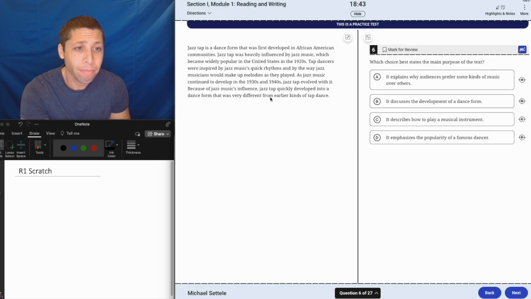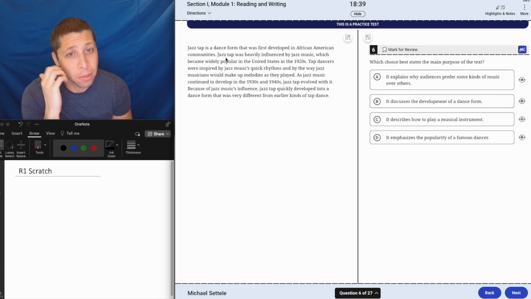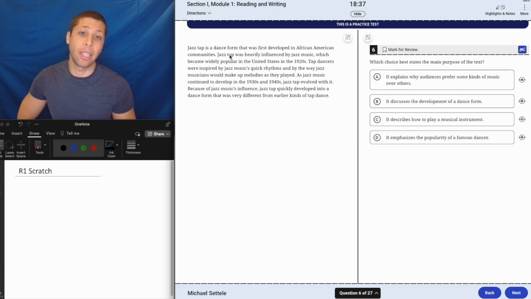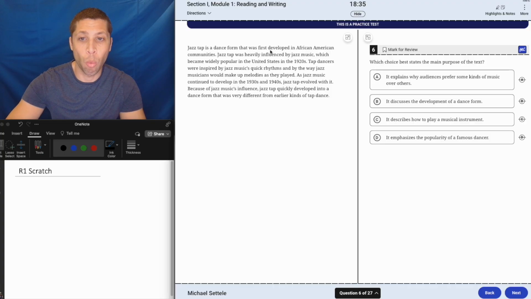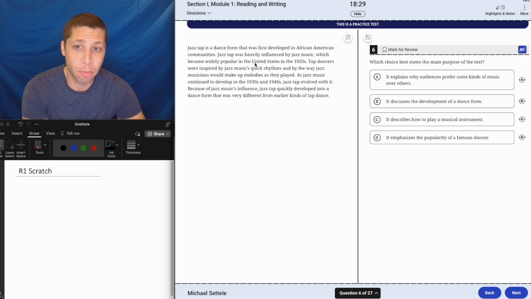Main purpose. Jazz tap is a dance form that was first developed in African American communities. Jazz tap was heavily influenced by jazz music, which became widely popular in the United States in the 1920s. Tap dancers were inspired by jazz music's quick rhythms and by the way jazz musicians would make up melodies as they played. As jazz music continued to develop in the 1930s and 1940s, jazz tap evolved with it. Because of jazz music's influence, jazz tap quickly developed into a dance form that was very different from earlier kinds of tap dance.